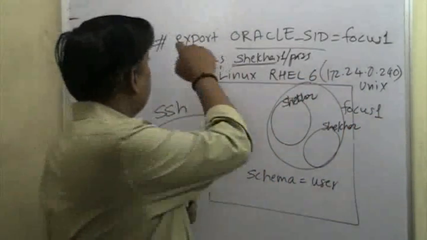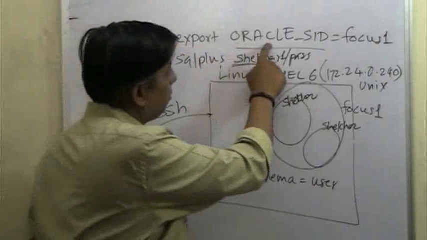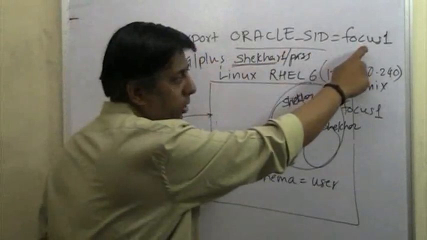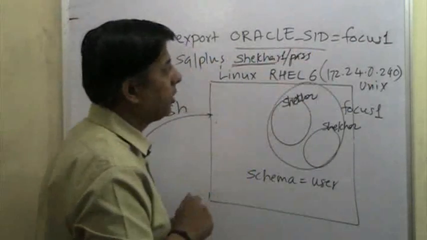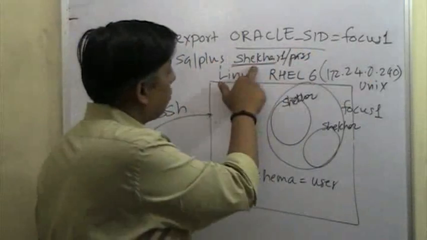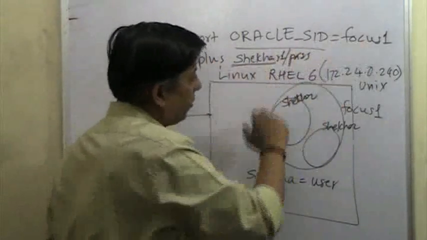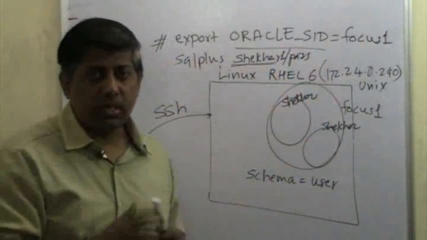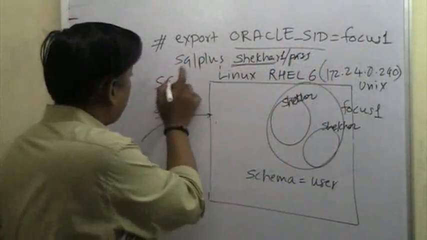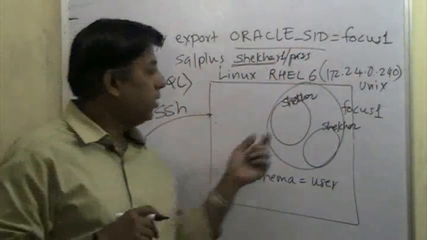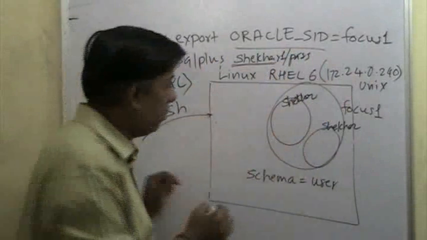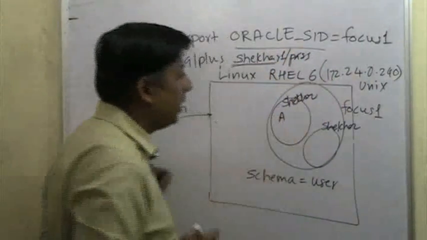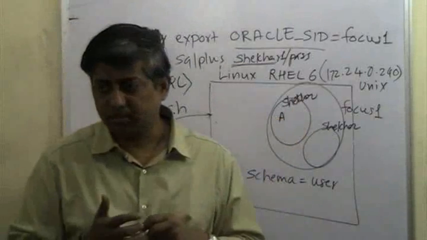Okay, so you log on to the Unix machine, then you set your Oracle SID. That means you are sure that you would like to log into a database called Focus1, and then you log into a schema inside that Focus1 database. Then you are at the SQL prompt that we saw earlier, and then you create the table. So let us say that you now create a table A. That table A is sitting inside schema Shekhar.